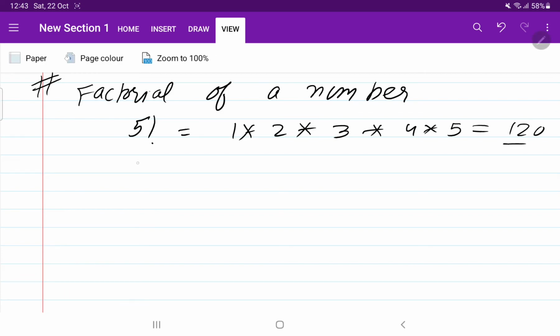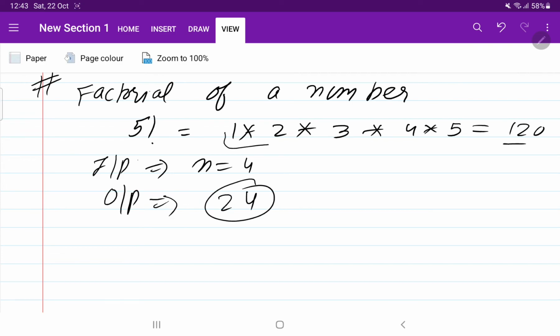If I ask you to find the factorial of 4, in input what will I give you? I will give you the value of n, that is 4. In output, what do you need to return? You need to return 24. You don't have to write these terms. The question will be like, they will give you the n value and you have to write a function that will directly return 24.